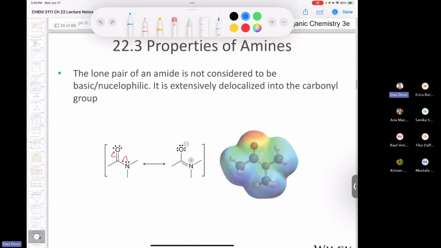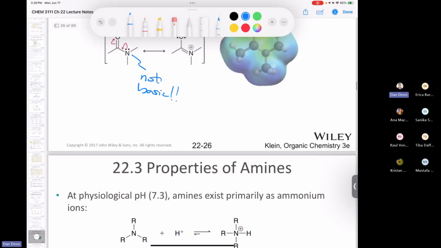And then, of course, make sure you understand an amide, that the lone pair on the nitrogen of an amide is not basic whatsoever, not even a little bit. Why? Because it's delocalized into the carbonyl, because it is resonance stabilized.